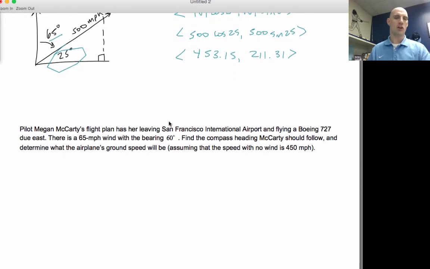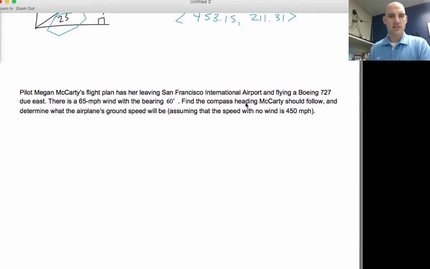All right, pilot Megan McCarthy's flight plan has her leaving San Francisco International Airport, flying a Boeing 727 due east. Okay? There's a 65 mile per hour wind with a bearing of 60 degrees. Find the compass heading McCarthy should follow and determine what the airplane's ground speed will be, assuming that the speed with no wind is 450 miles an hour. Okay, there's a lot here. Let's look. I'm going to draw a picture first. So if she's going due east, this is our direction here.